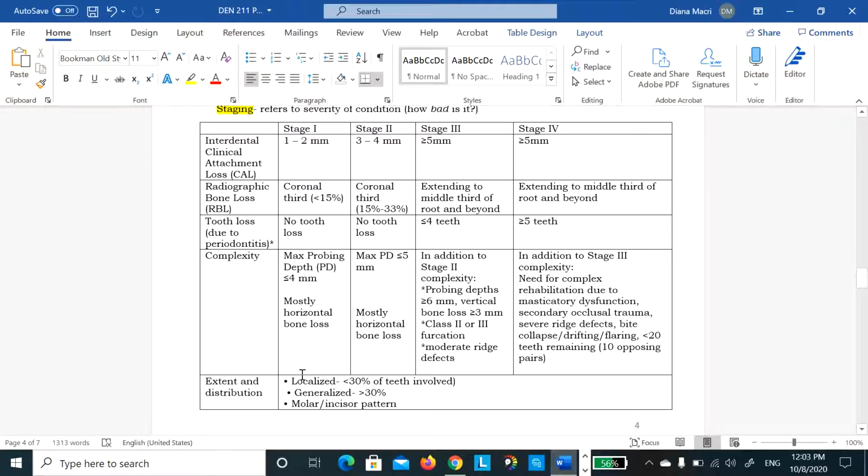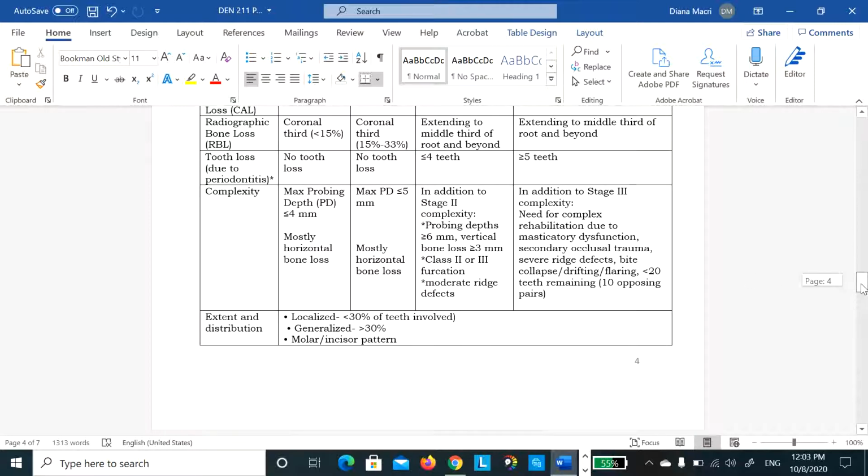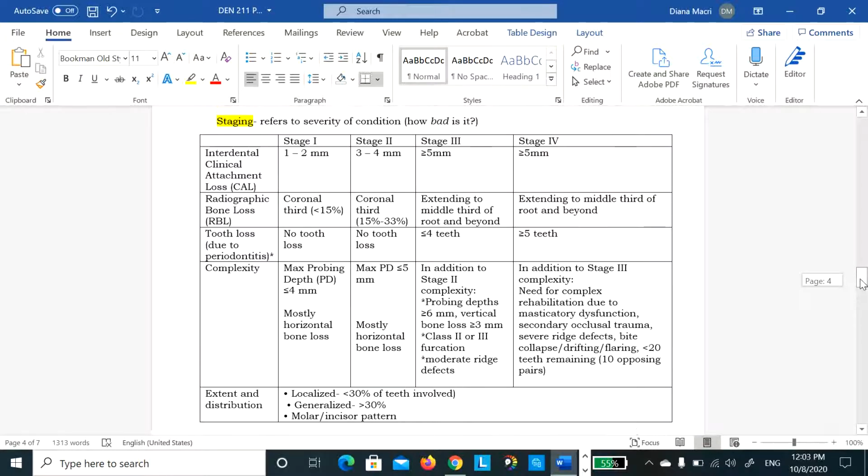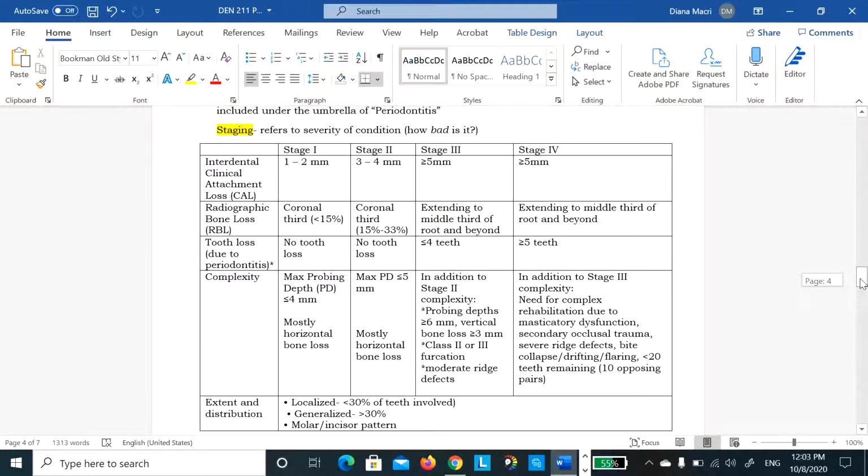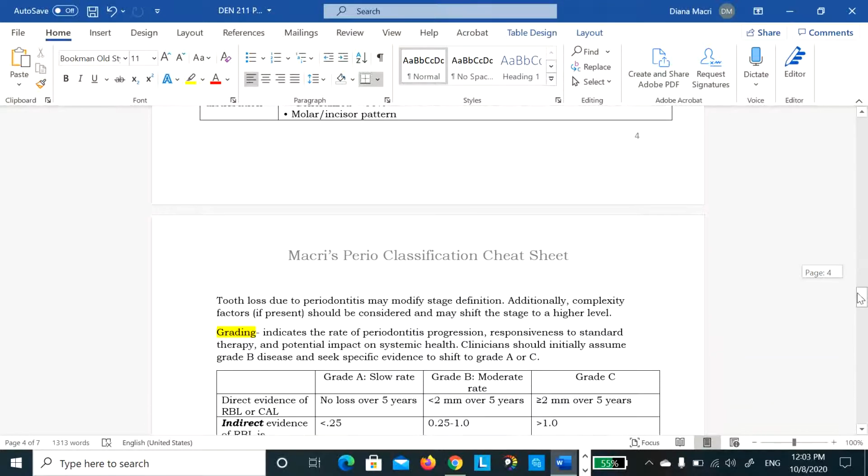And don't forget, you always have to tell me about the extent and distribution, if it's localized or generalized. And also we have this designation here, molar incisor pattern, which I'll talk to you a little bit more about when we meet together. Okay? Remember that we're going to meet together on Tuesday. We're going to do 3 case studies together so that you will be able to classify this. We'll work on this together.